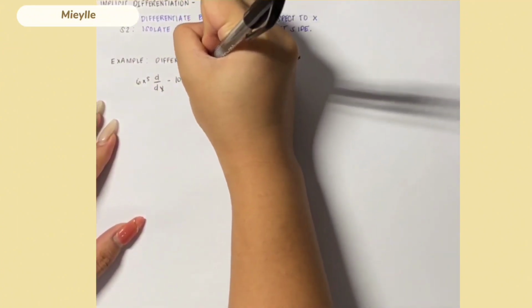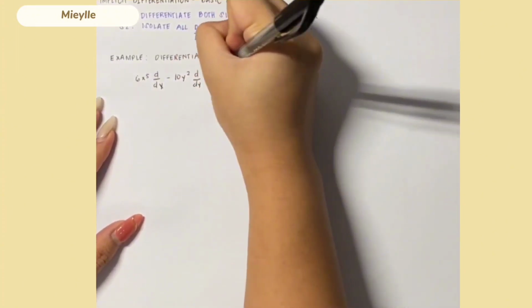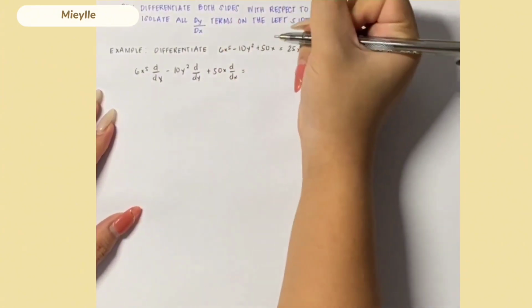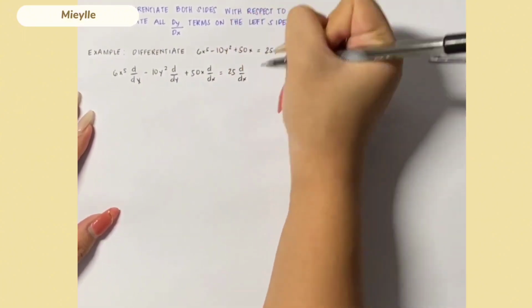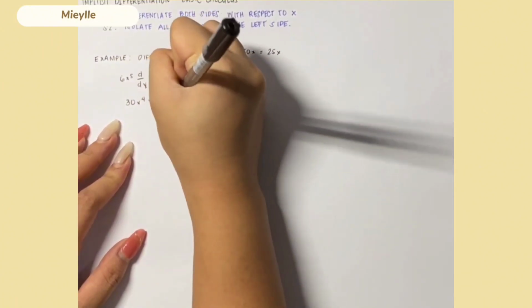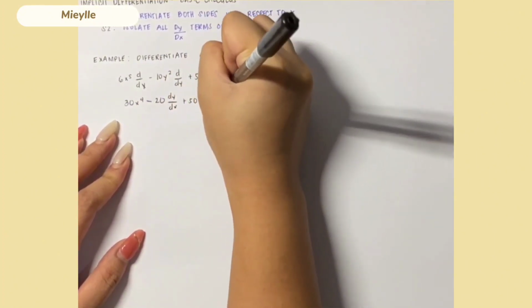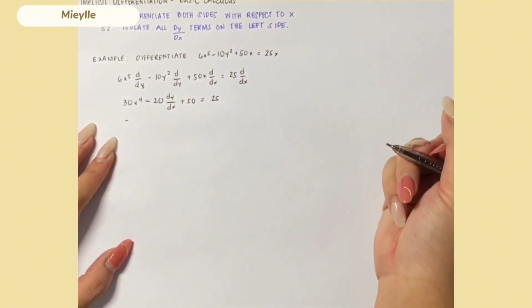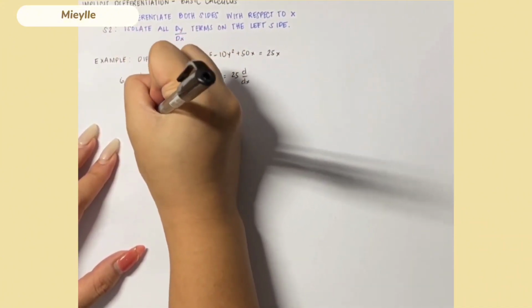Now let's get the derivative of 6x raised to the 5th power, same as the 10y squared and also 5x, and also the derivative of 25x. Now we have 30x raised to the 4th power minus 20y dy over dx. Now we remove the x because x has its invisible 1. If we minus it, x would be removed.